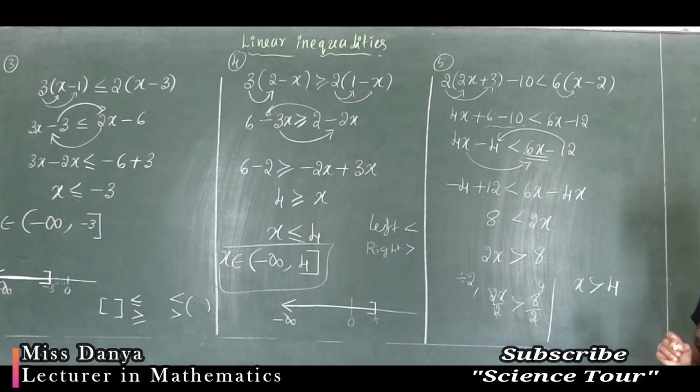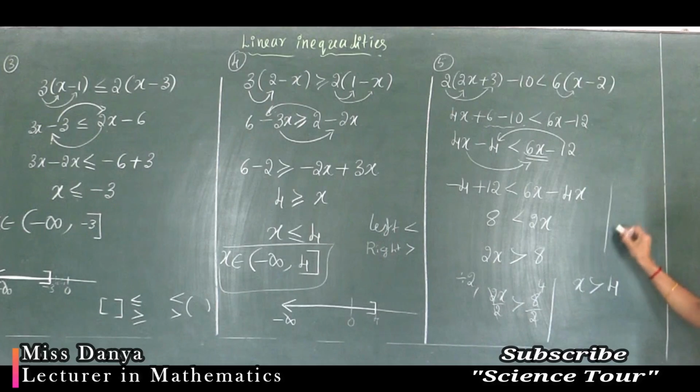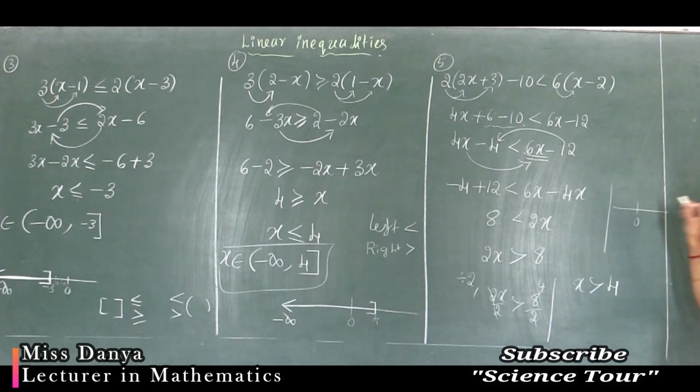X is greater than 4, what I'll do here? Suppose you have a number line like this, 0 is here and 4 is on the right side of 0, and you have the greater than symbol. For greater than, you have to look to the right side of that number. If you continue to the right side of 4, you have plus infinity, right? So from which number you have to start? From 4 you have to start.